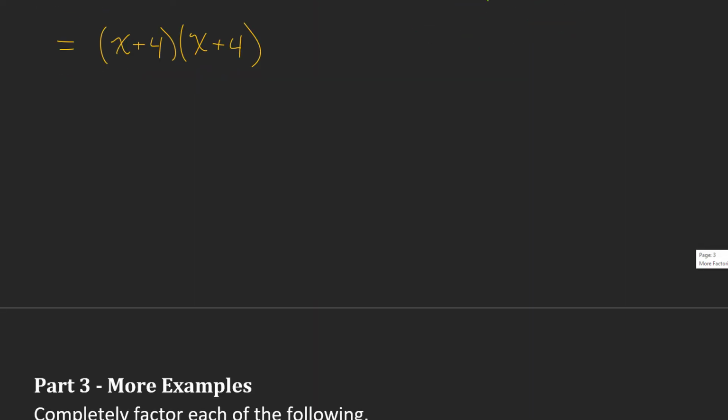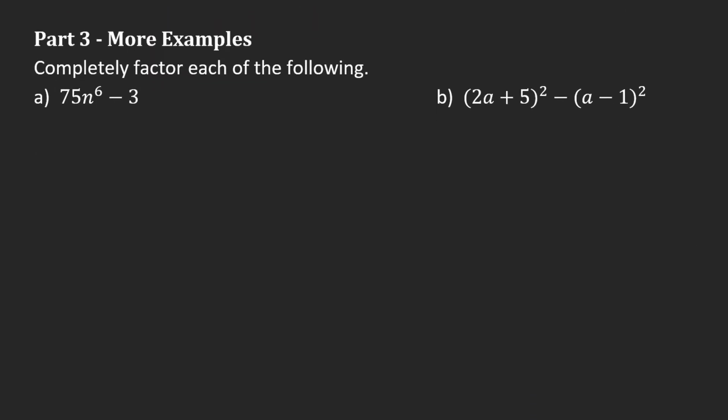Okay, that brings us to part 3 of the video, which is just more examples. So if you think you've got it, or if these are going to be maybe too difficult for you, pause the video or stop the video and move on to some practice work. But I would like to try these to see if we really understand what we just learned. So we're always going to look for a GCF. Pause the video, try this out for yourself, but the GCF is 3, so I'm going to take a 3 out, and that's going to leave me with 25n to the power of 6 minus 1.